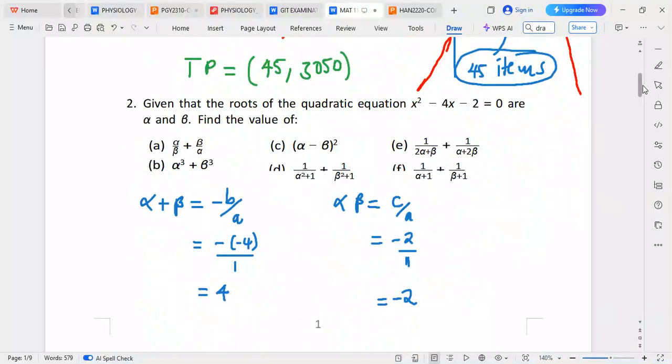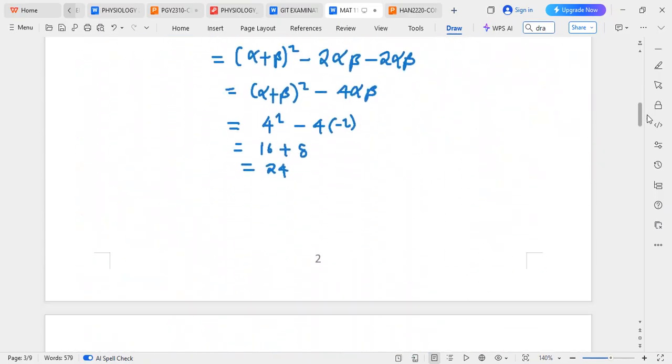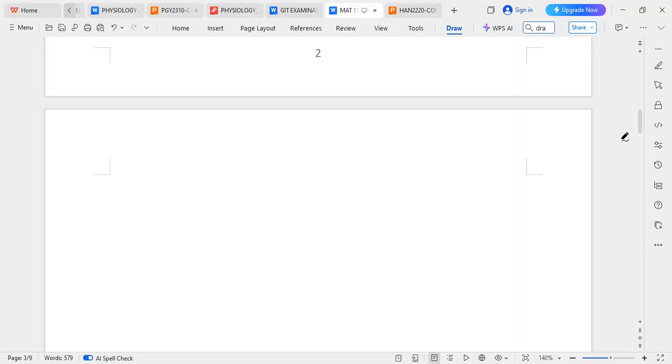The next one, A, B, C, D. D is saying 1 over alpha squared plus 1 plus 1 over beta squared plus 1. So D, 1 over alpha squared plus 1 plus 1 over beta squared plus 1.